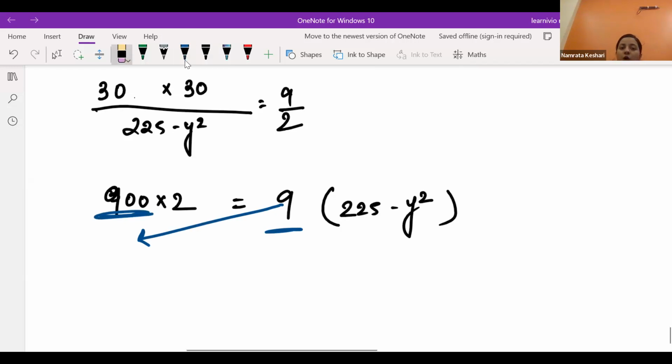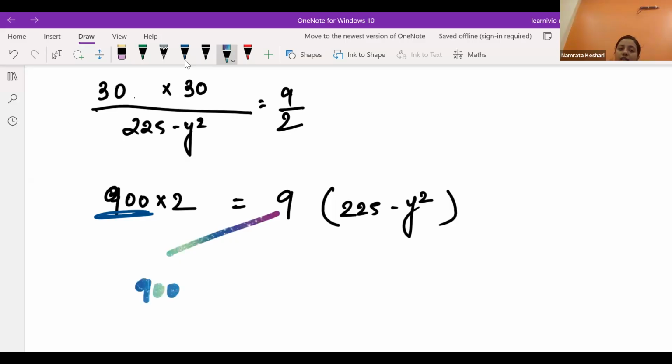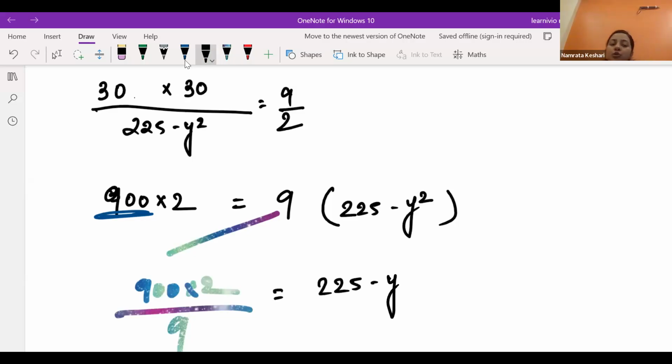If it is possible to make the numbers smaller rather than making them huge, please make them smaller so that you will be able to solve the quadratic equation easily by doing the factorization or maybe by using the quadratic formula. Even for using the quadratic formula, if the numbers are really small, your square root calculation will be simpler. So this 9 I'm taking to this side and it is just 900 into 2 over 9 is equal to 225 minus y square. You can do your way, I am doing my way. At the end, your equation and my equation will be the same. Making sense?